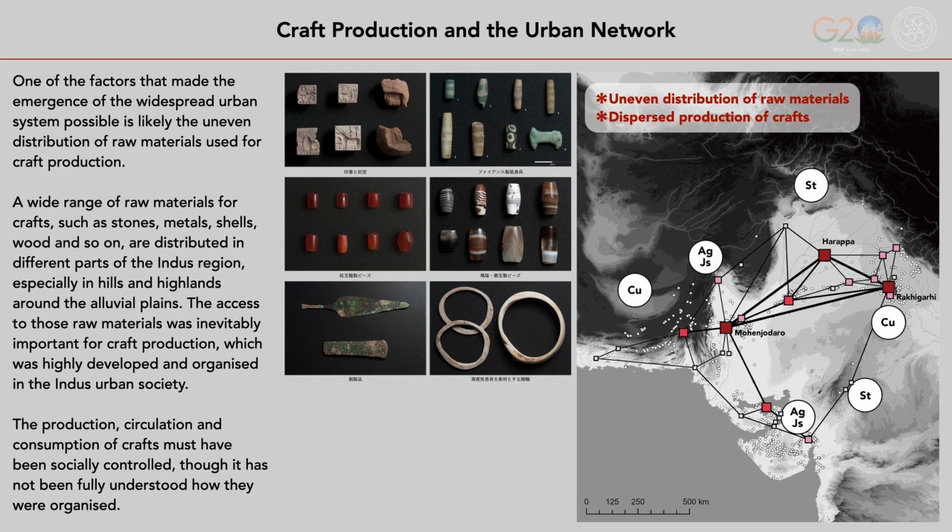The access to those raw materials was inevitably important for craft production, which was highly developed and organized in the Indus urban society. The production, circulation, and consumption of crafts must have been socially controlled, though it has not been fully understood how they were organized.